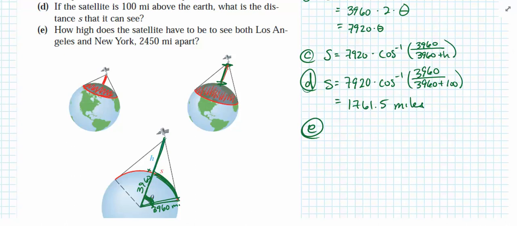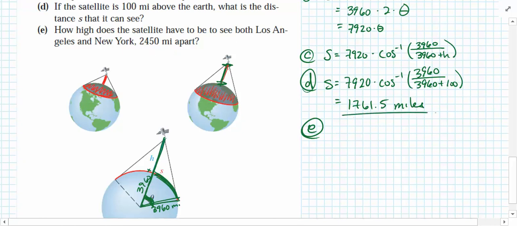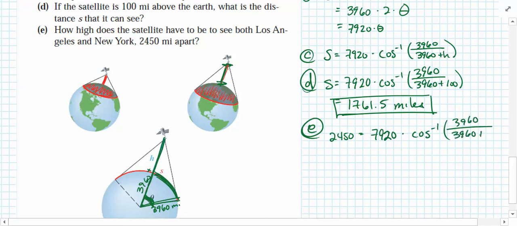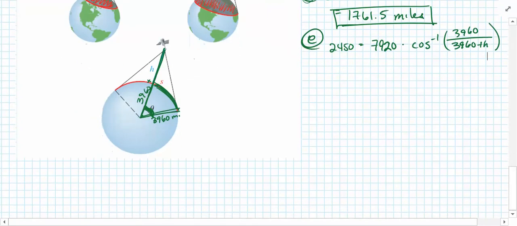And lastly, if we had a specific distance in mind, we wanted the satellite to view both Los Angeles and New York. If they're 2,450 miles apart, well, we can solve for that solution. Our answer should be 2,450, and our job would be to find h by itself. So we have 7,920 times the inverse of cosine 3960 divided by 3960 plus h. So we get to use some algebra skills here in order to identify h.